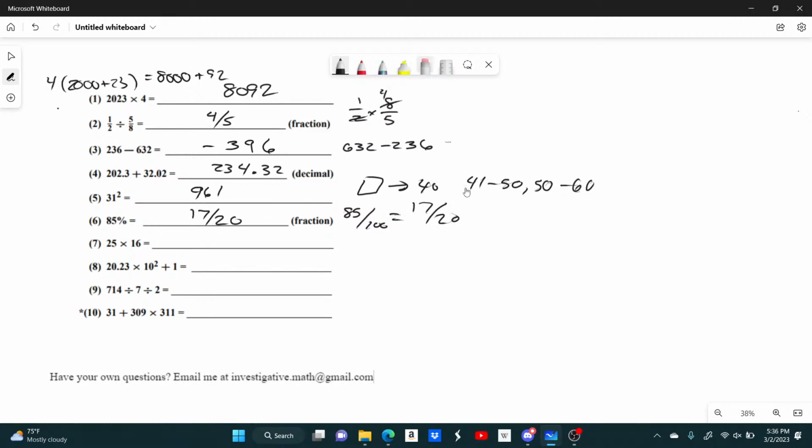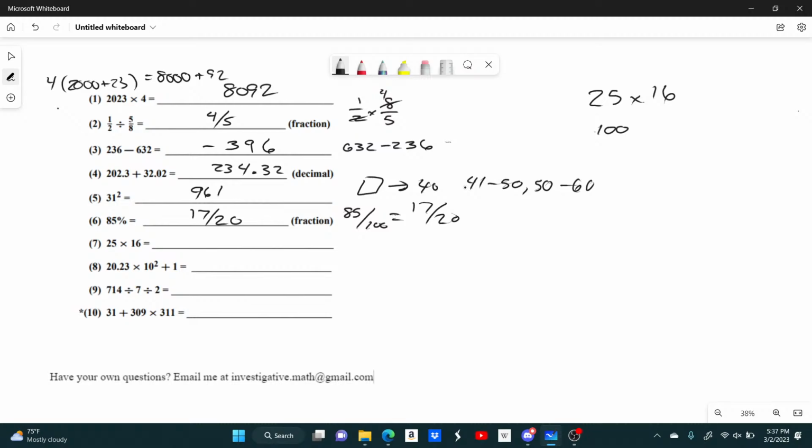Number 7, 25 times 16. So this is a trick for multiplying by 25. Pretty much what you do is, 25 is a fourth of 100. And so we can take the 25, multiply it by 4, take the 16, divide it by 4, and then you should have something that's equivalent.